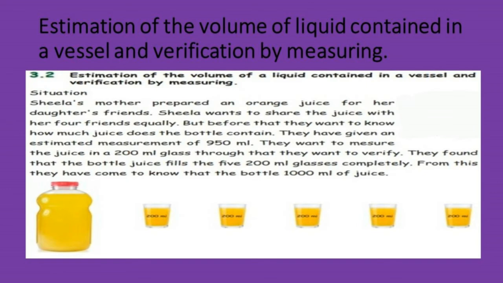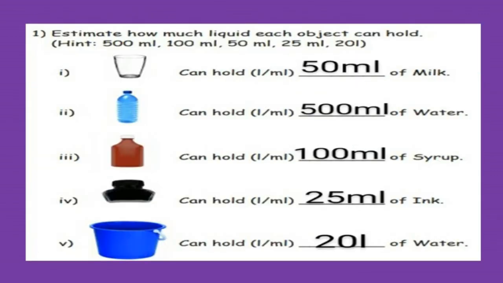They found that the bottle of juice fills 5 glasses of 200 milliliter completely. From this, they have come to know that the bottle has 1000 milliliter of juice. Estimate how much liquid each object can hold. Here the answers are given: 500 milliliter, 100 milliliter, 50 milliliter, 25 milliliter and 20 liter.